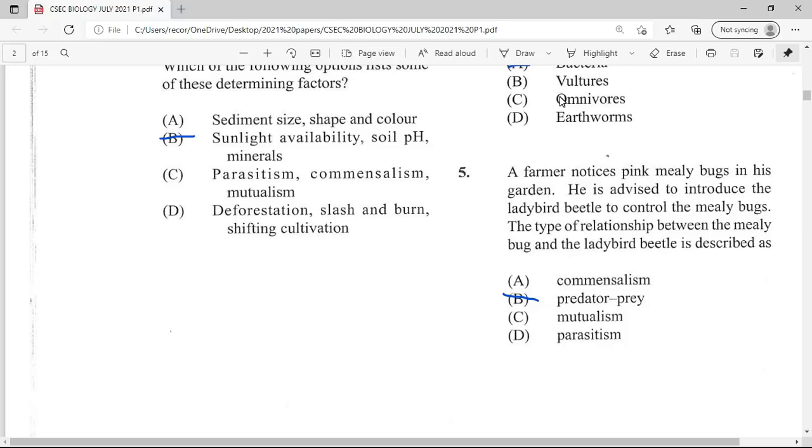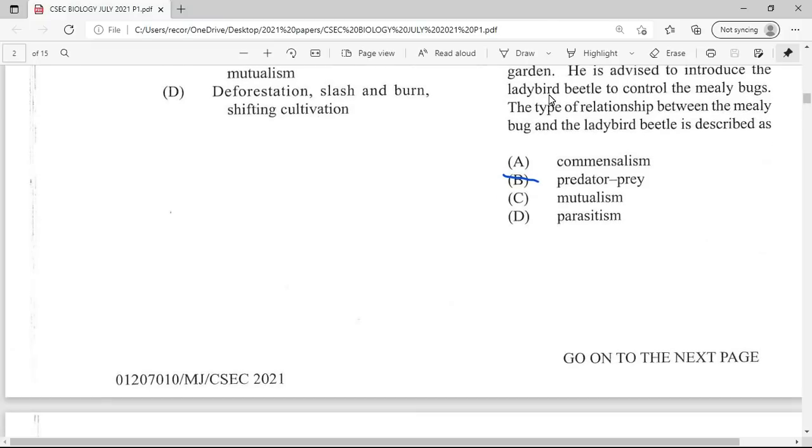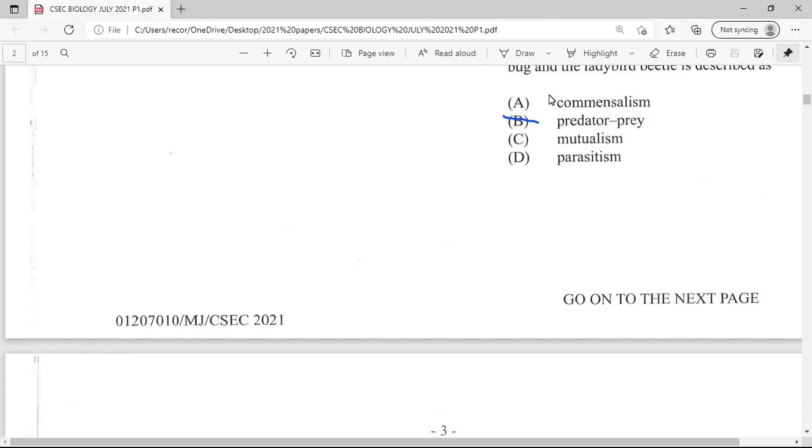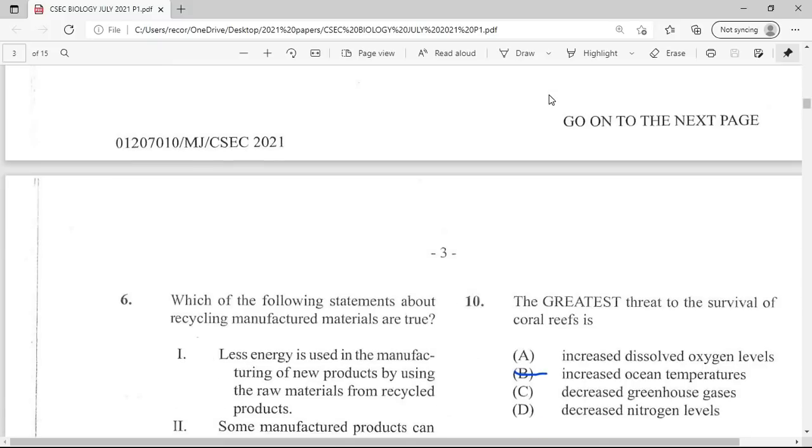All right. Now, I have a video on my channel on all these relationships: parasitism, mutualism, commensalism, predator-prey relationship. You probably want to go and watch that, or I might just tag it in the section below. So our answer here is going to be B, predator-prey relationship. Once a biological control is introduced, then it's going to be predator-prey.